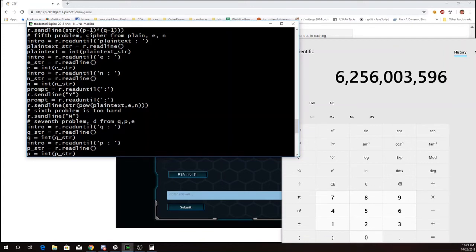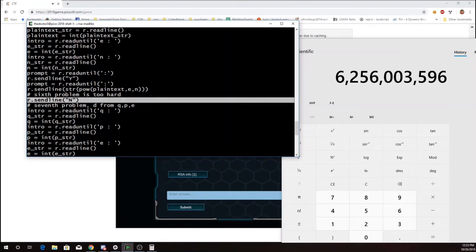The sixth problem is too hard. It's going to ask for decrypting a ciphertext, if I recall correctly, without knowing the key, and that's too hard for us. So we'll just say no, we can't do that one.